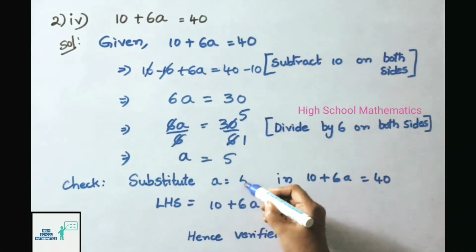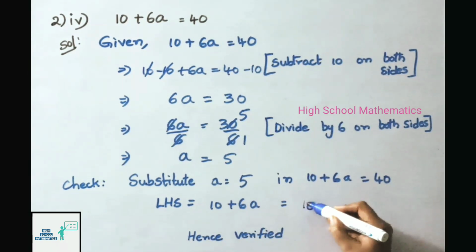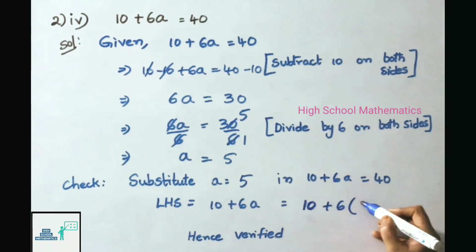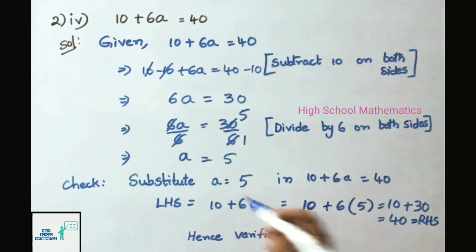Substitute a equals 5 in the given equation, 10 plus 6a equal to 40. LHS value we have taken, that is 10 plus 6a, that equals 10 plus 6 into a value, 5. That equals 10 plus 6 fives are 30. So 10 plus 30 is 40, which is equal to RHS. Therefore LHS value is equal to RHS, hence it is verified.